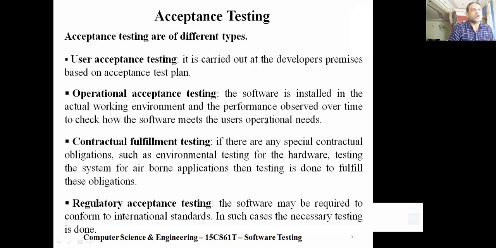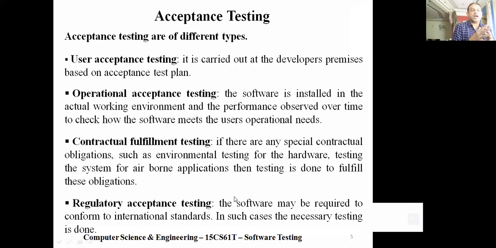The next one is contractual fulfillment testing. If there are any special contractual obligations, such as environmental testing for the hardware or testing the system for airborne application, then testing is done to fulfill these obligations. For example, as I told you, for satellite projects you cannot test in the lab, so you need to test somewhere else in a real-time environment. If there is any contract or agreement between you and the developer, you need to test it there. That is what we call contractual fulfillment testing. Or you may need to test for hardware, or for some other requirements that may be there.